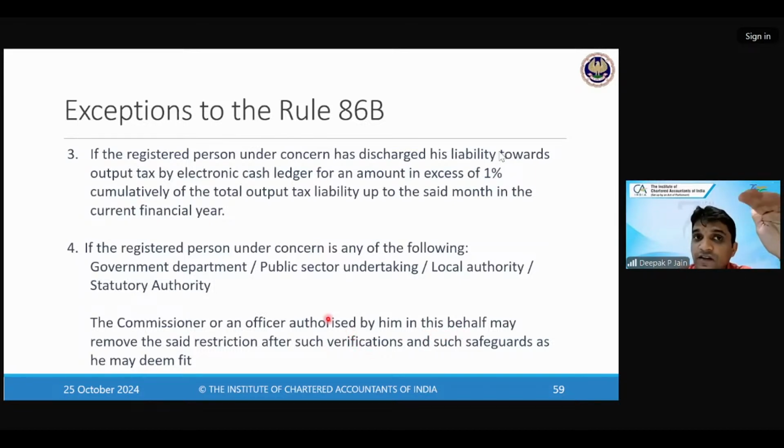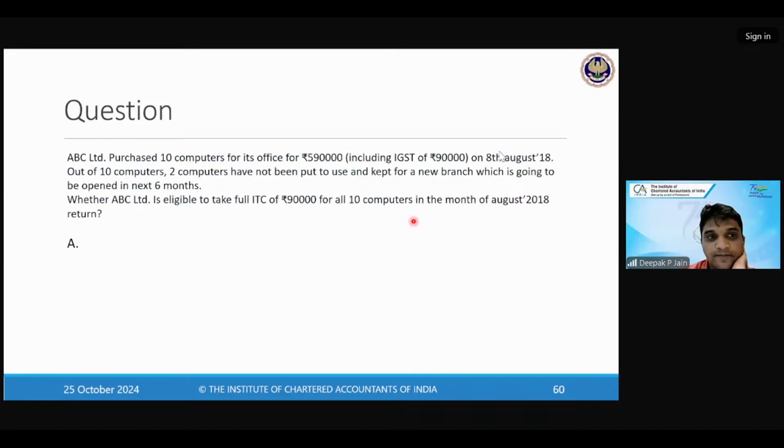But generally, if you have a turnover of more than 50 lakhs, then you have to pay 99% from your electronic credit ledger and 1% through cash. If you don't want to use it and want to pay fully from the credit ledger, then you have to see whether you are paying income tax of more than 1 lakh rupees, or you have claimed a refund, or in any previous month you have paid more than 1% of the tax from your cash ledger.